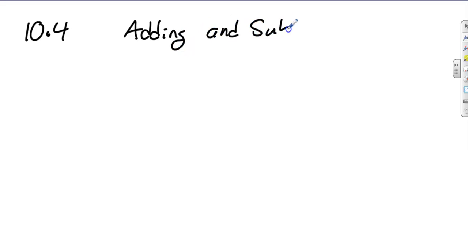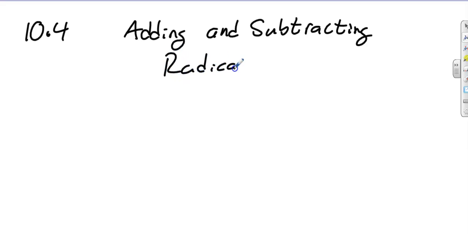But 10.4 is all about adding and subtracting radicals. In everything they do in 10.4, all the objectives that they look at here, it all comes down to basically doing the same things when you're going to add or subtract. And they stick with square roots. They don't go to third roots or fourth roots, so they keep it all the same.